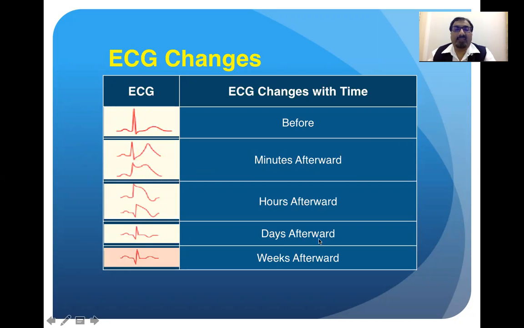And then days afterwards, there could be a Q wave, the ST segment has come down, and there is T inversion. And weeks afterward, that means the phase of resolution, the T has become upright and the QS pattern is persisting, which is there throughout life. This is how you are going to make a diagnosis of what stage of the acute MI you are dealing with.